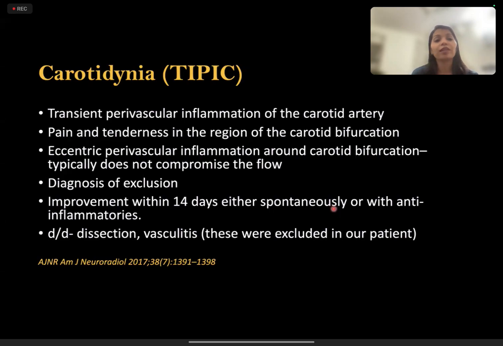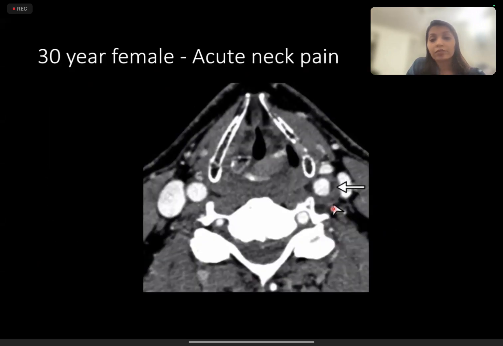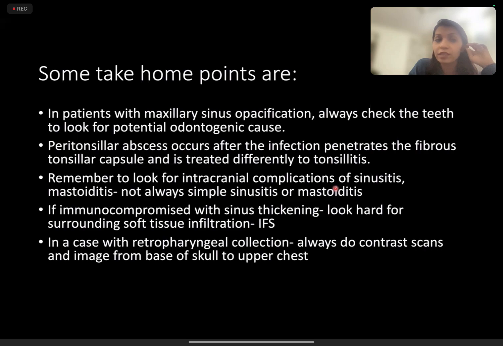And it is important to note that this is a diagnosis of exclusion. So please do not make this diagnosis upfront. This is a diagnosis of exclusion. These patients usually improve after 14 days, either spontaneously or with anti-inflammatories. The important differential here is carotid dissection and vasculitis, and both of these were in fact included in our patient. So this is the CT angiogram of another young female patient that shows eccentric soft tissue thickening around the left carotid artery. So this was carotidynia.